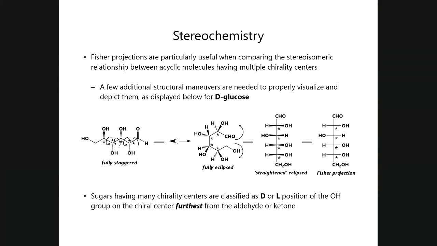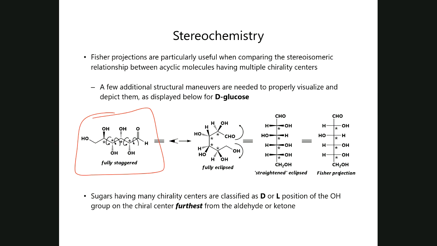This is D-glucose. If you look at D-glucose, this is the D-glucose that we saw earlier in the normal skeletal structure, fully extended. If you remember the terms staggered versus eclipsed, when we talk about conformational arrangements of atoms and structures where bonds can rotate, it turns out that that extended skeletal structure is what we call a fully staggered structure.